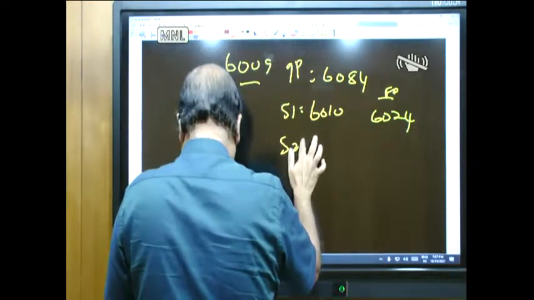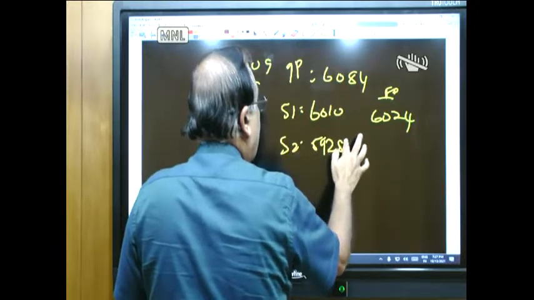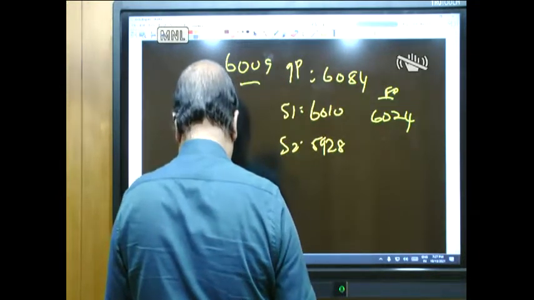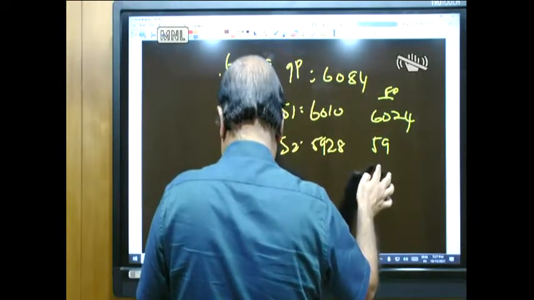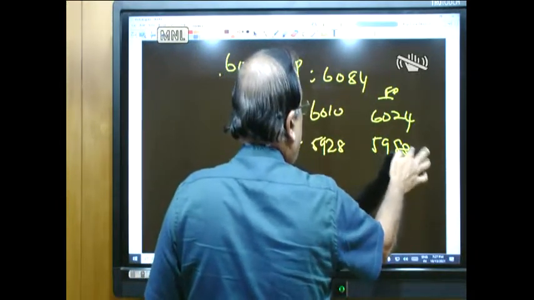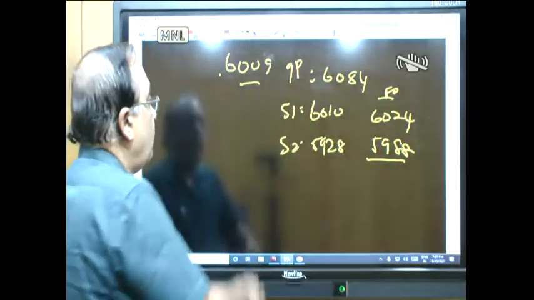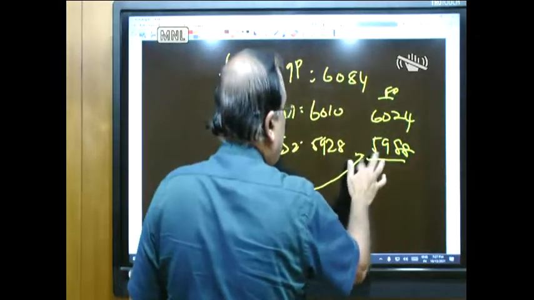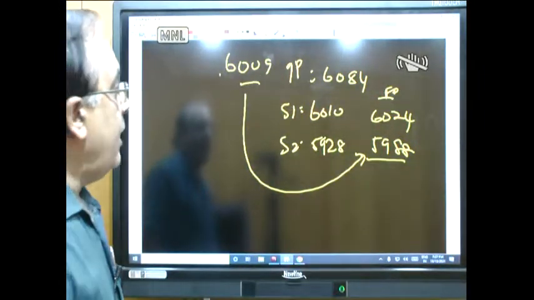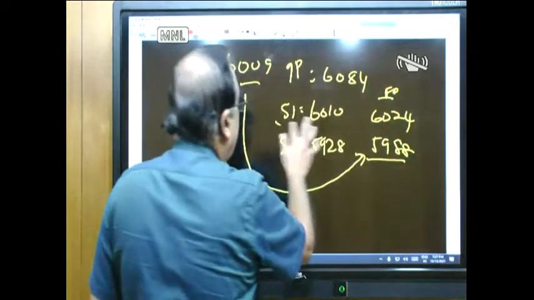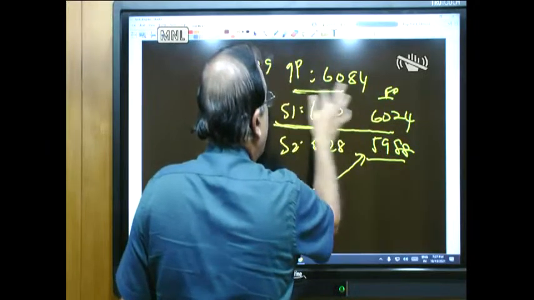Okay, S2 here is 5928, and in this case 5988, right? S2 is 5988. So we expect some support now, 6009. So we expect some support to come here at 5988. Okay, this is the first support, and now it is clearly at the verge. It has almost broken this 6009. So we have to keep 6084 as a stop loss.